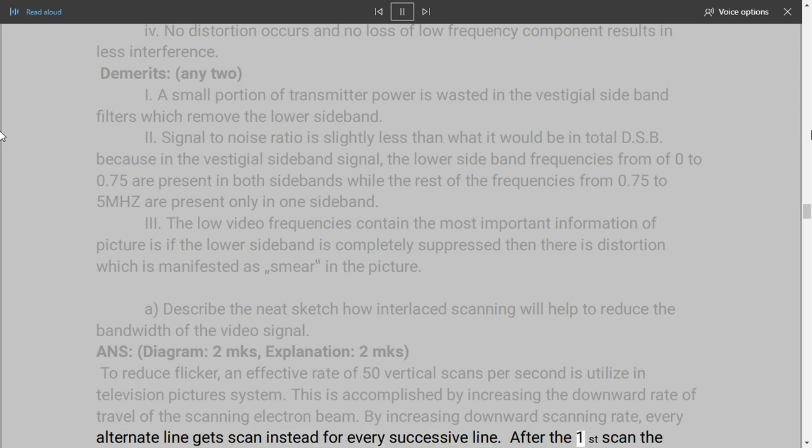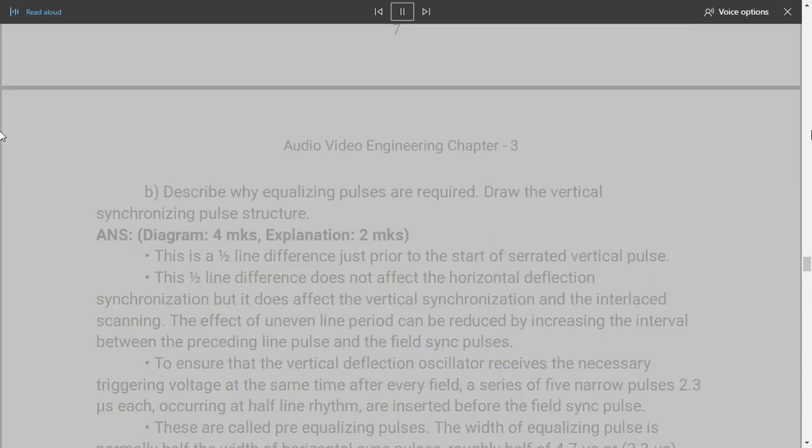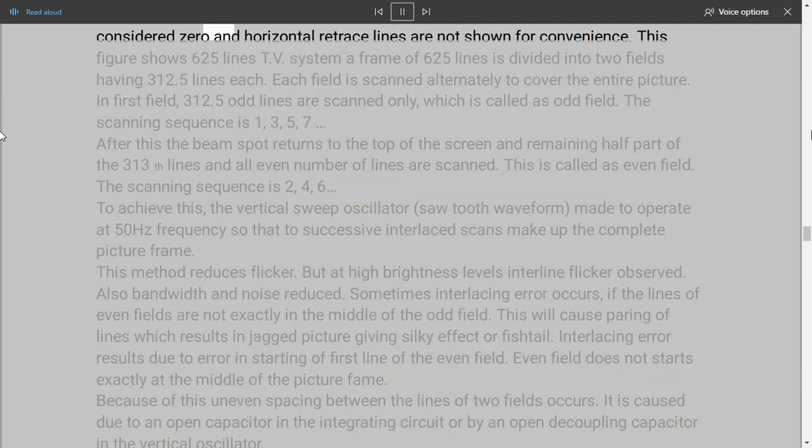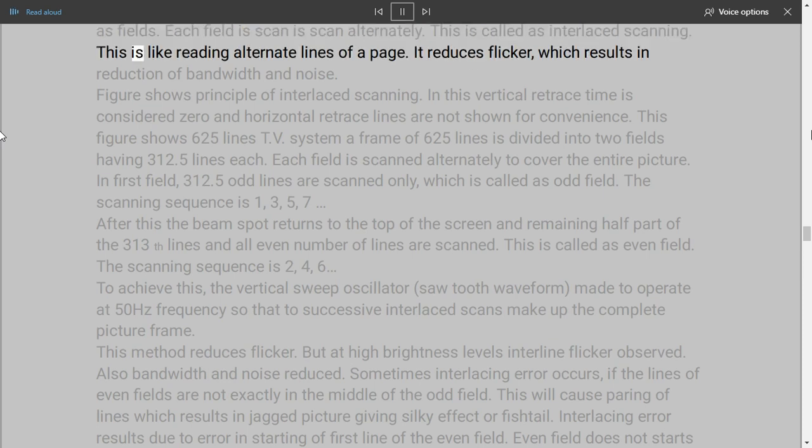After the first scan the beam reaches the bottom of the picture frame, the beam quickly returns to the top to scan the remaining lines which were missed in the first scan. Thus the total number of lines in the picture frame are divided into two groups called fields. Each field is scanned alternately. This is called interlaced scanning. This is like reading alternate lines of a page. It reduces flicker, which results in reduction of bandwidth and noise.